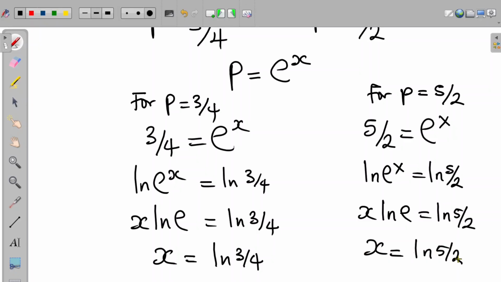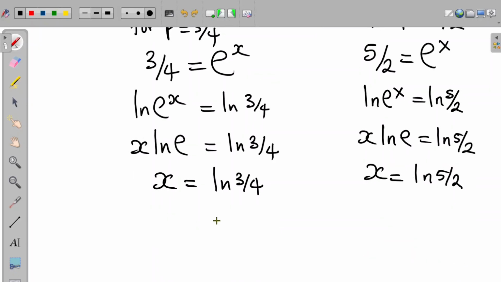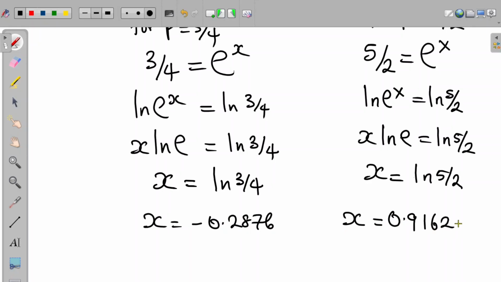Also, since ln and e are inverse operations, we have that x is equal to ln of 5 divided by 2. So at this point, the value of x is equal to minus 0.2876. And at this point, x is equal to 0.91629. We have been able to obtain the value of x.